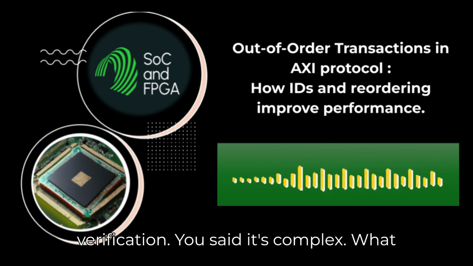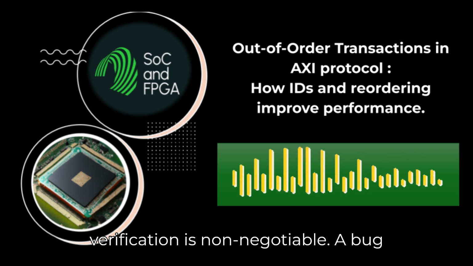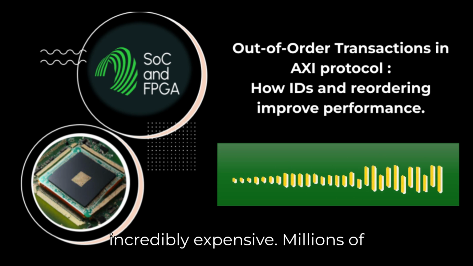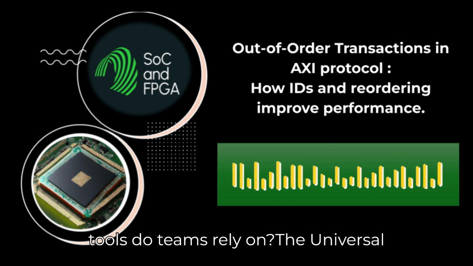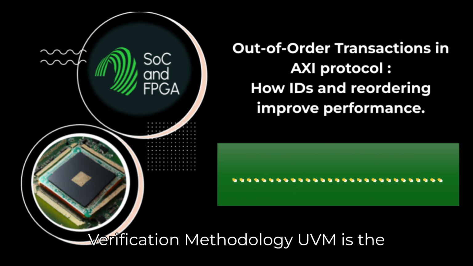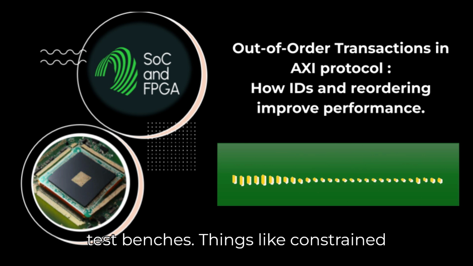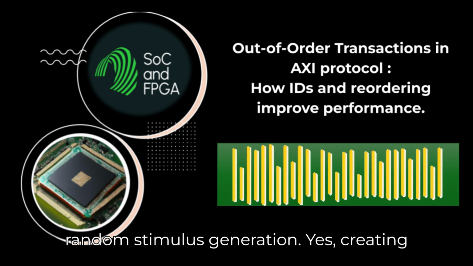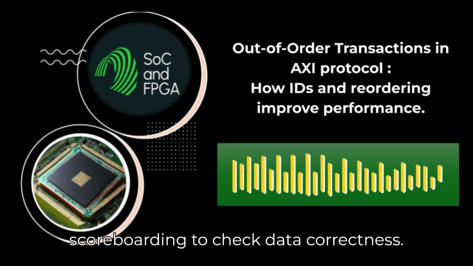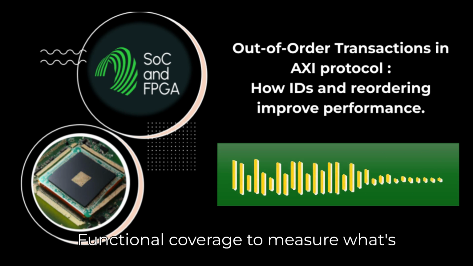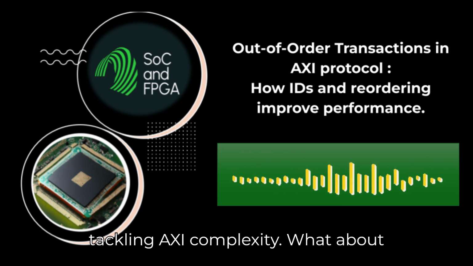Then comes verification. You said it's complex. What are the standard methodologies? Thorough verification is non-negotiable. A bug found after silicon tape-out is incredibly expensive, millions of dollars, months of delay. So what tools do teams rely on? The Universal Verification Methodology, UVM, is the dominant standard. It provides a framework for building powerful, reusable test benches. Things like constrained random stimulus generation. Yes, creating vast numbers of valid and invalid scenarios automatically. Plus scoreboarding to check data correctness, functional coverage to measure what's been tested, assertions to monitor protocol rules. UVM is essential for tackling AXI complexity.